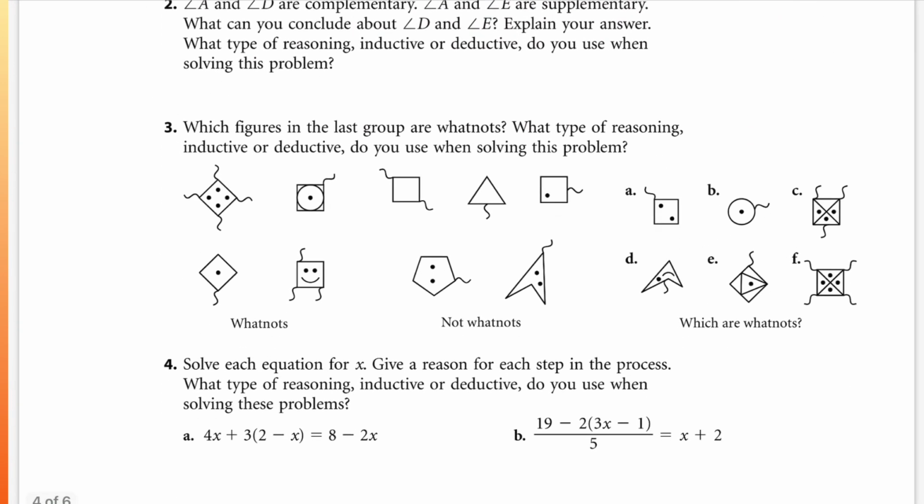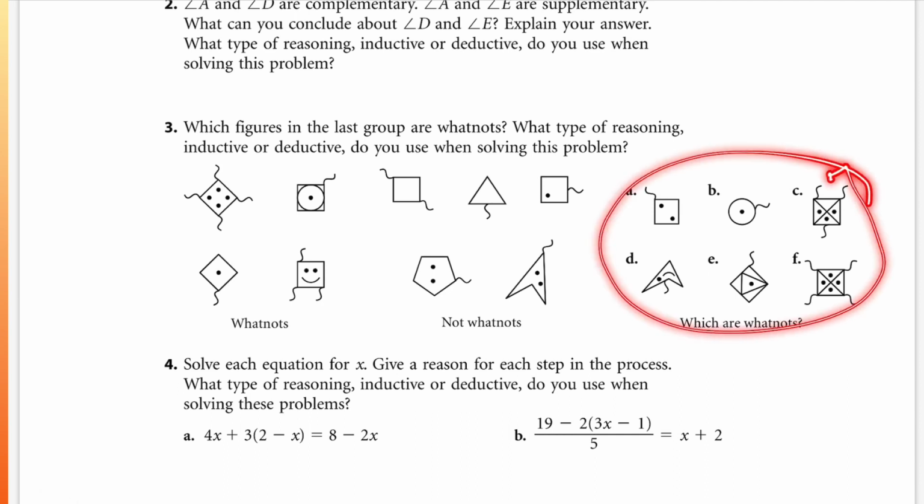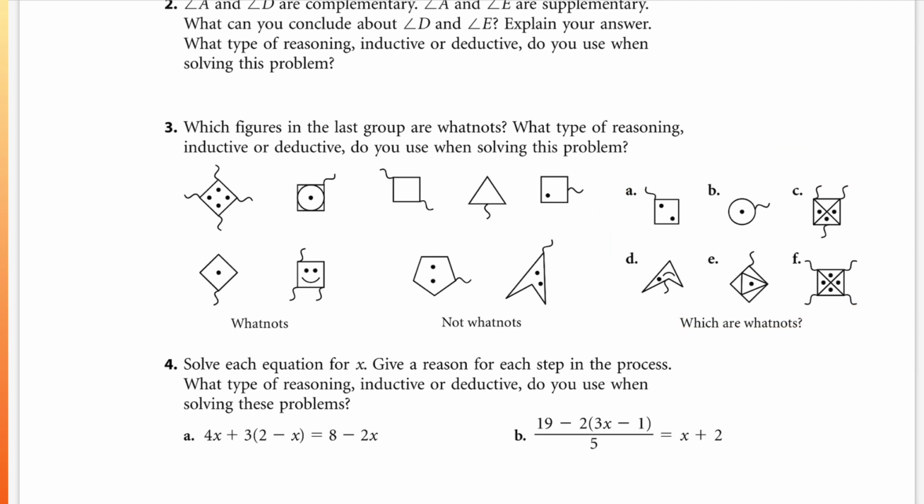All right, let's look at these what-nots. This is a little strange. Which figures in the last groups are what-nots? So which of these are what-nots? All right, so let's look at what what-nots look like. Well, they all seem to be quadrilaterals or squares. You can probably say squares because they look like squares. They have dots in the middle or on the inside, at least one dot. And they have little squigglies coming out of the corners. So I think those are the defining characteristics of a what-not: square, at least one dot, and squigglies coming from the corners. It could have one or it can have many.